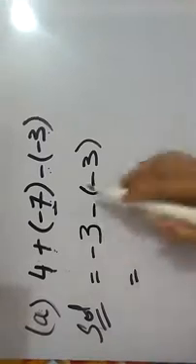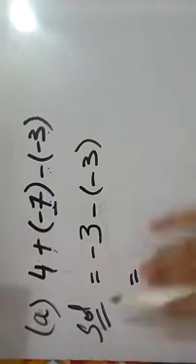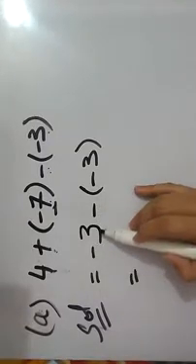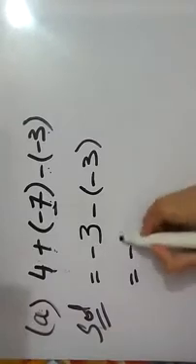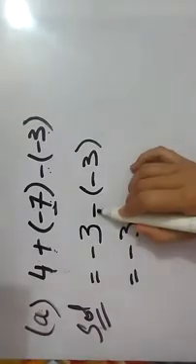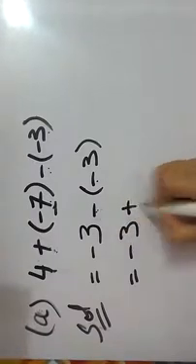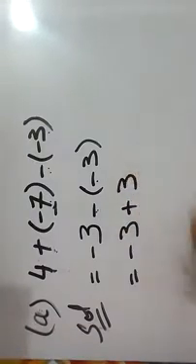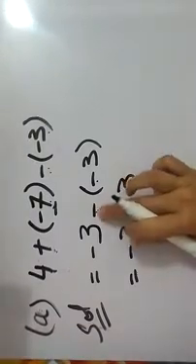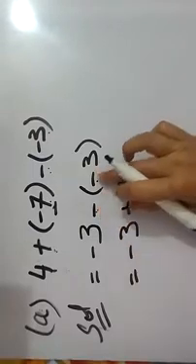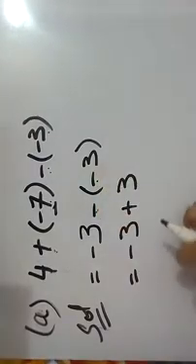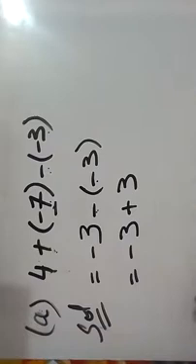Now we will subtract these numbers. Here first we will write these numbers as minus, plus 3. First we will multiply this negative sign with this negative sign. The answer will become negative.